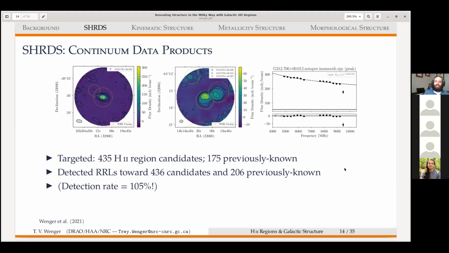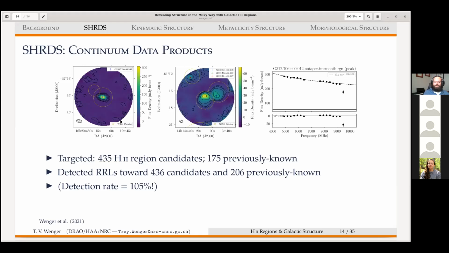So here are a couple of our compact array images, our ATCA images of some of these new H II regions. The yellow circles here are the WISE catalog positions and sizes. So that's where our infrared targets were. And then the background here is just the 9 gigahertz radio continuum flux density.